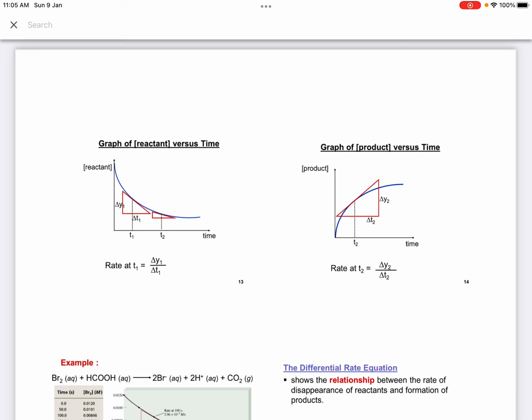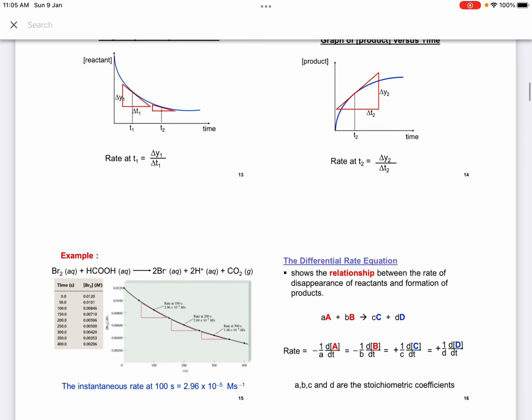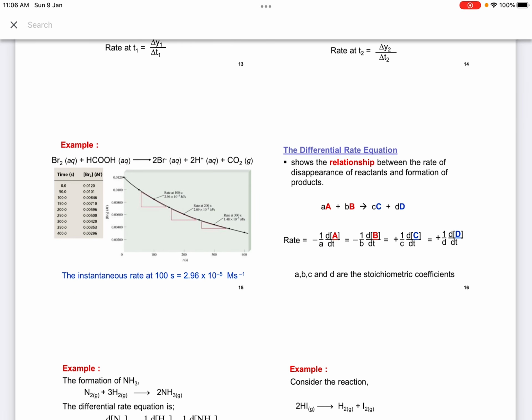This is for reactant versus time. We can also find the instantaneous rate from the product versus time, as you can see on the second graph on my right-hand side. For example, to calculate the rate at T2, take delta y2 over delta t2, also a tangent to the curve, and then find the gradient. This is the instantaneous rate at different times. You can see there they calculated at 100 seconds, 200 seconds, and 300 seconds.